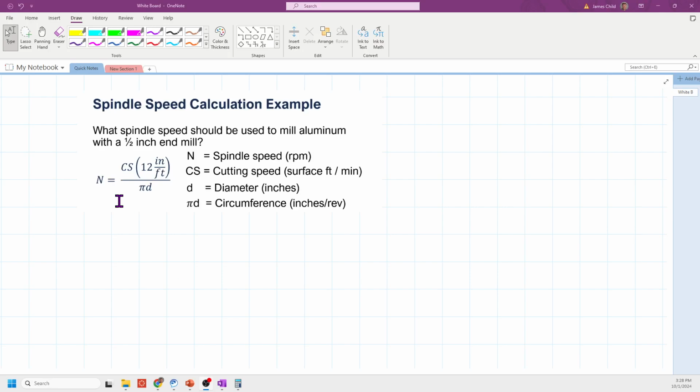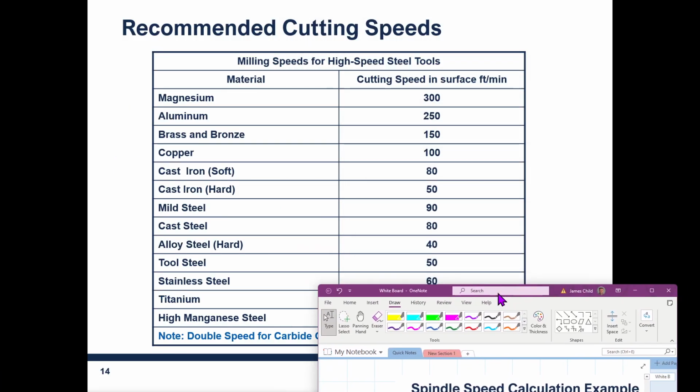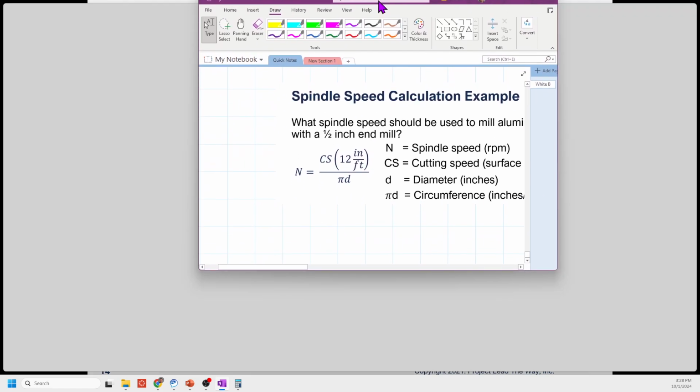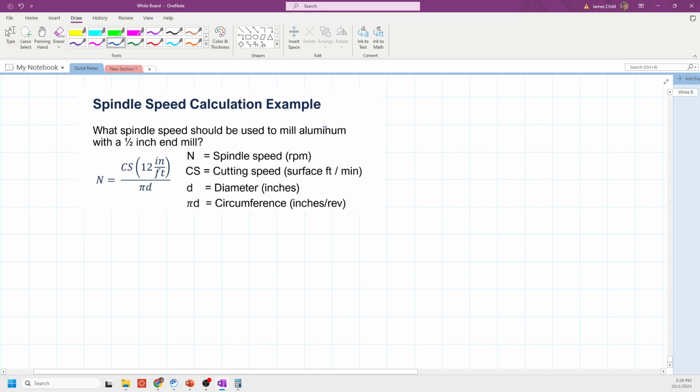All right, let's do this calculation to calculate the spindle speed. What spindle speed should be used to mill aluminum with a 1/2 inch end mill? Let's go ahead and get our cutting speed in surface feet per minute first. So we're going to look at this table. Aluminum is 250 feet per minute. So we're going to go ahead and bring that over.